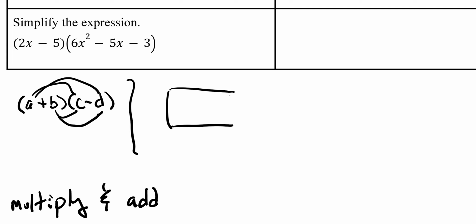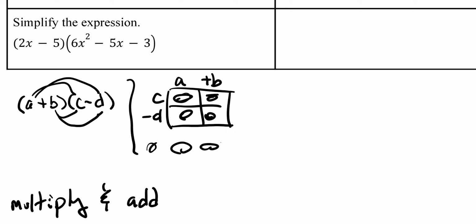The second way would be to use a box. We could do a plus b along the top or the side, and then c minus d, and then you'd multiply and you'd get 4 products, and then you'd take them out and add those together. Again, multiply and then add.